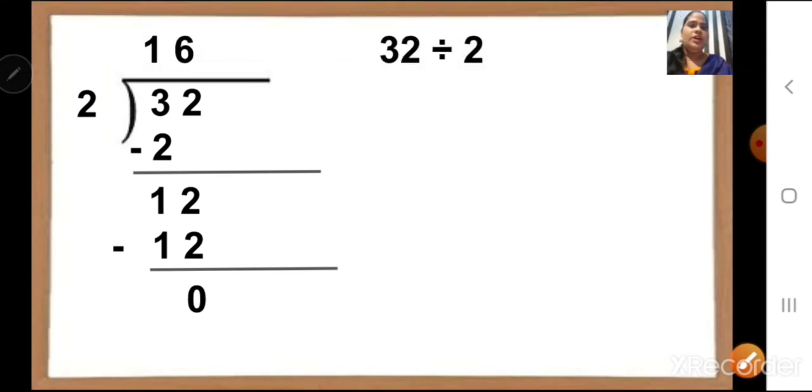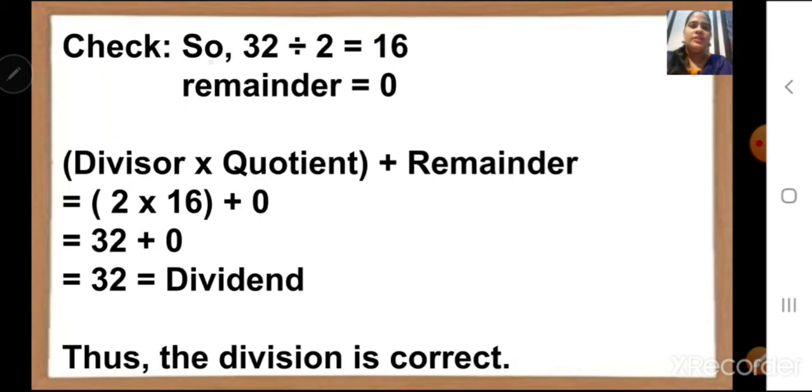Yes children, note down all the steps properly in your notebook. Now after this we have to check the answer also. Correct? So we will write 32 divided by 2 is equal to 16. Remainder is equal to 0. Correct? Then we will write the formula: divisor into quotient plus remainder. And what we have to find out? Is equal to dividend.